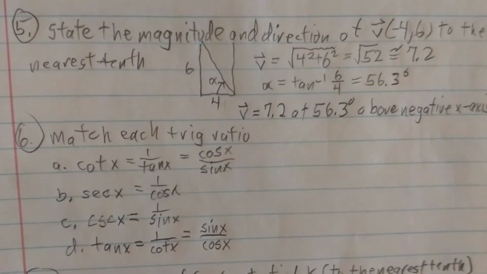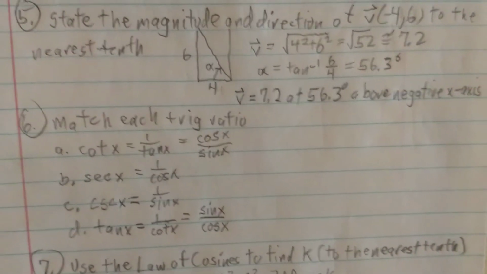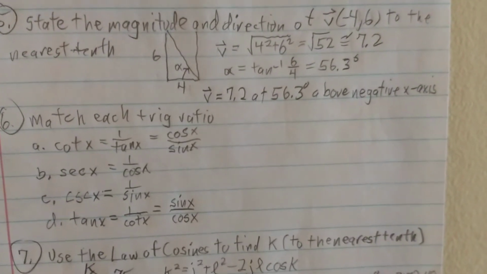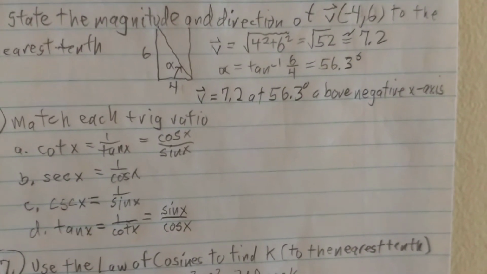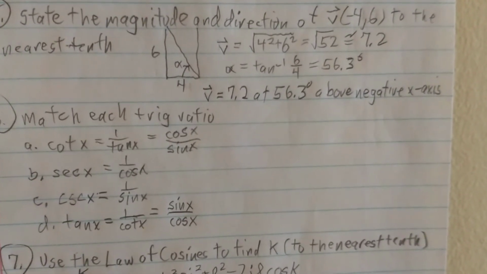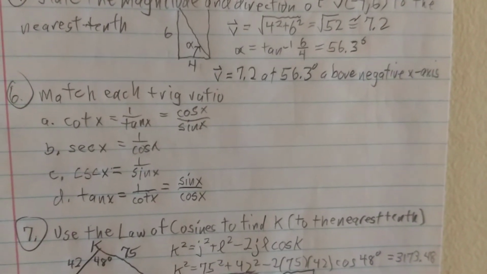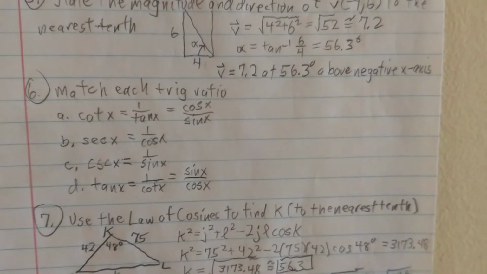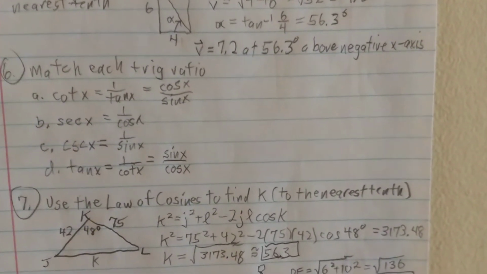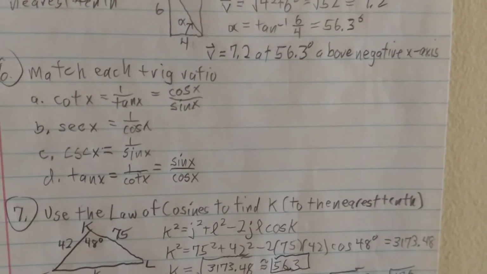So notice we're going 4 to the left and up 6, and our alpha is as shown. So the hypotenuse, which is what we're really finding in the vectors, is the square root of 4 squared plus 6 squared, which is 16 plus 36, or the square root of 52, which is approximately 7.2. And the alpha, the direction angle, is tangent inverse of 6 over 4, which is 56.3.